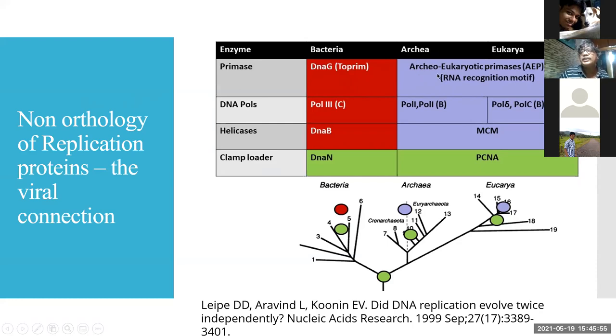In the case of archaea, it is called an archaeo-eukaryotic primase, which is completely different from the DnaG type of primase in bacteria. Similarly, DNA polymerases are also non-orthologous. Helicase, for example, is DnaB in bacteria and MCM in the others. Only the clamp loader is the same in both of them. So what is the origin of this non-orthology? It means that different branches of life must have evolved their DNA replication mechanisms differently.